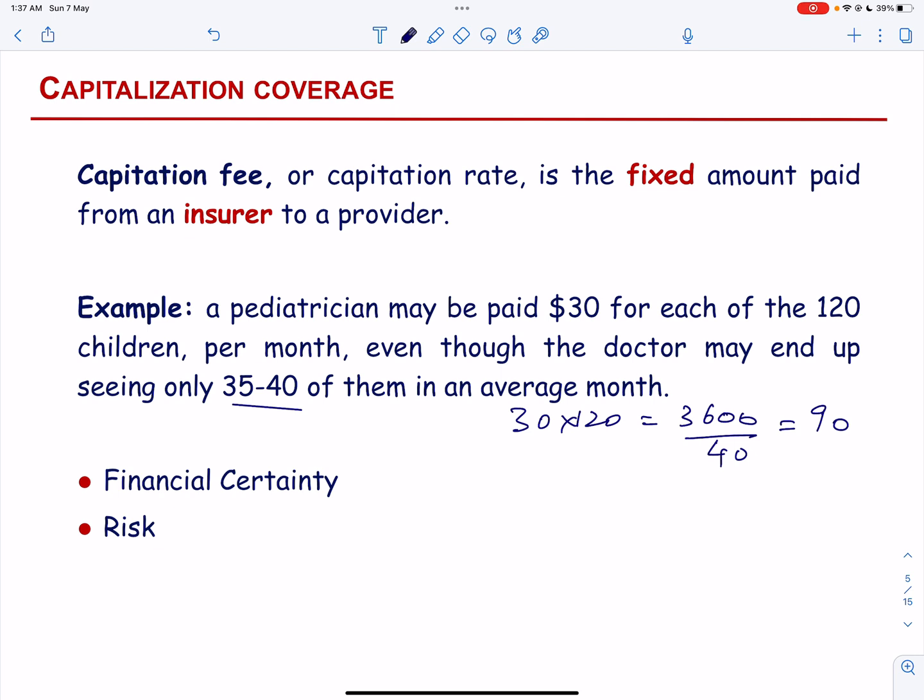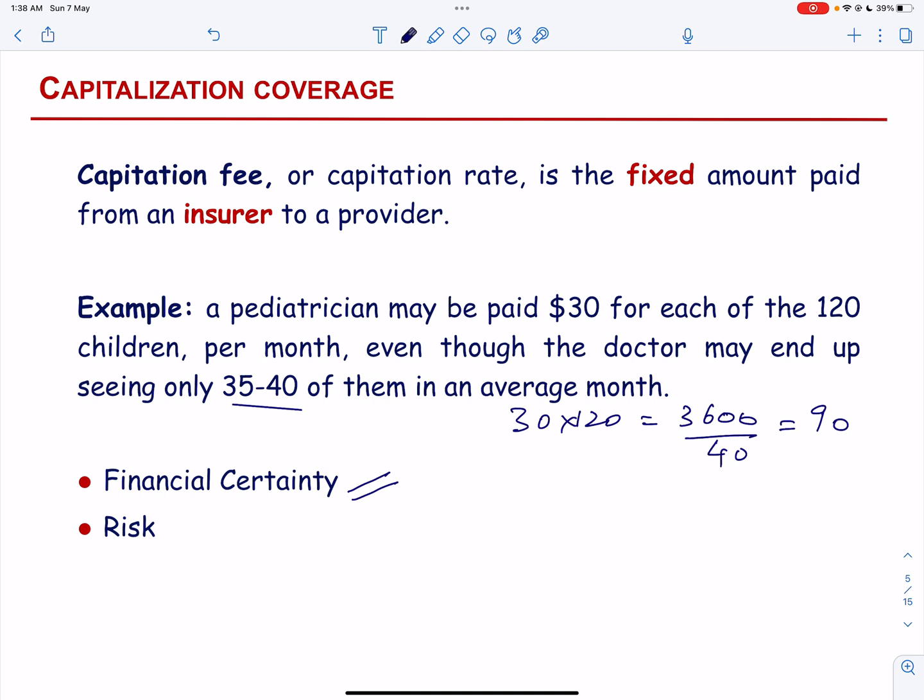Now, since the hospital is paid in advance, whether they treat the patient or not, the doctors don't have any incentive to treat the patient. Now, the hospital tries to give the minimum amount of service, and other factors are considered like age, race, sex, type of employment, and geographical location. The capitation system provides financial certainty to both providers, that is, doctors and hospitals, and payers, that is, the insurance companies, in the aspect of care delivery.